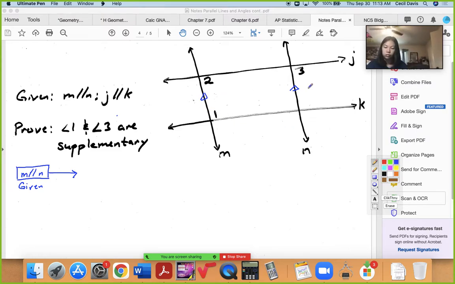So if M and N are parallel, what conclusion can I make based on that? Yeah, angle 2 is congruent to angle 3. I've got to be able to give a reason for that. Yeah, the corresponding angles postulate. And that's pretty much as far as I can go with that particular thought. Well, I have another part to the given. I know that J is parallel to K.